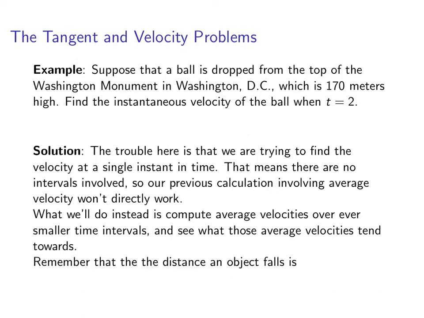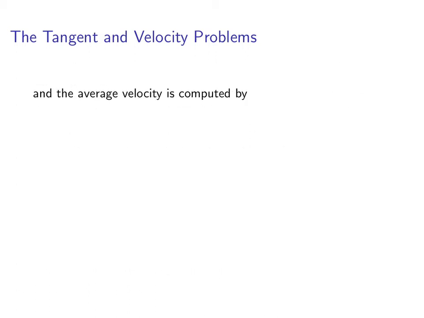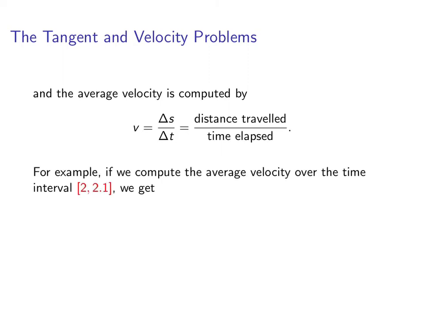Now remember that the distance that an object falls is 4.9 t squared. And the average velocity, well, we can compute that. It's delta s over delta t. That's distance traveled divided by time elapsed. Let's try the time interval 2 to 2.1. It's a very small time interval, smaller than what we had done before. This is a time interval that only lasts 0.1 seconds. That's fast.